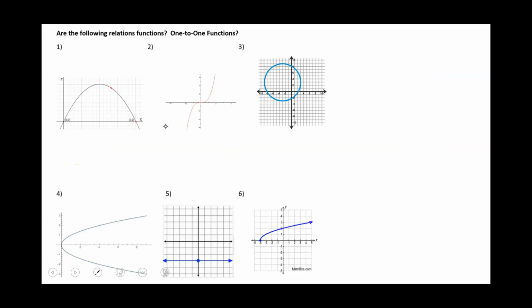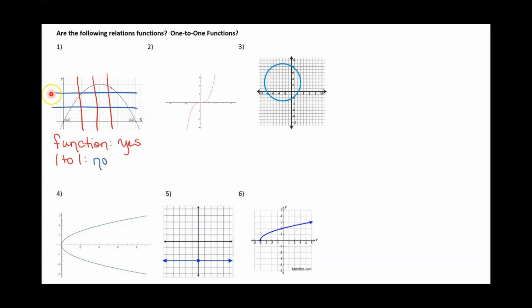All right, so look at this first one. Is this first one a function? Well, does it pass the vertical line test? Yes. All right, is its inverse a function, meaning is it one-to-one? Well, if I do the horizontal line test, you'll notice it does not pass. When I draw a horizontal line, it hits my graph in more than one spot. So yes, it is a function, but no, it is not a one-to-one function because its inverse is not a function. All right, look at the next one.